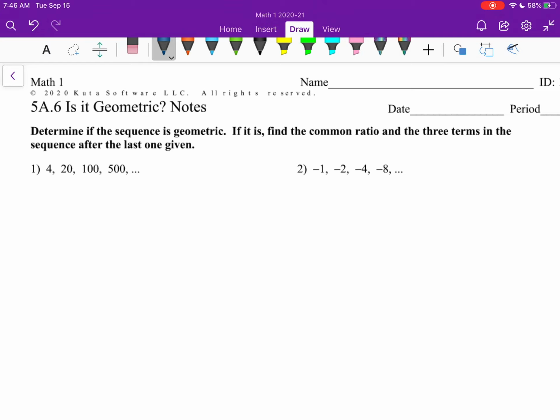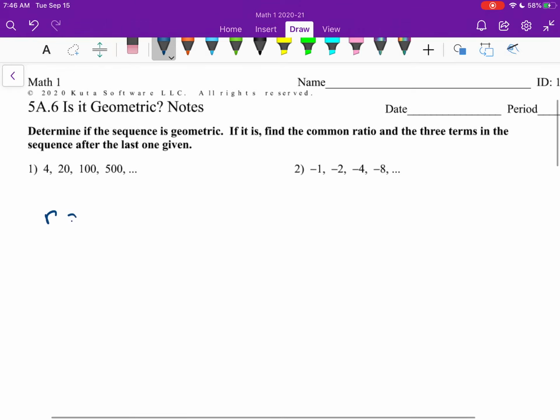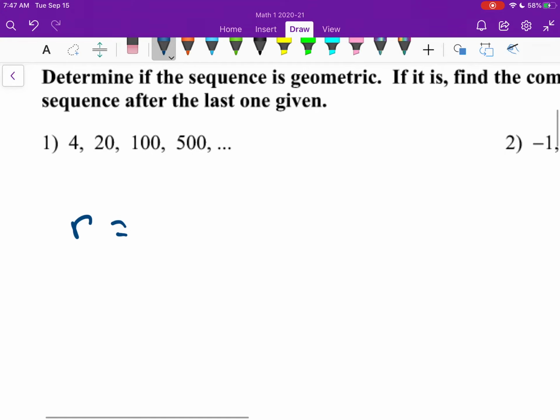So with arithmetic, you had a common difference. This time we're going to have a common ratio. The ratio we're going to call R. So determine if the sequence is geometric. First we have a yes/no question. And then if it is, find the common ratio, find our R, and then find the next three terms after the last one given. So let's start off deciding, can we multiply from 4 to get 20?